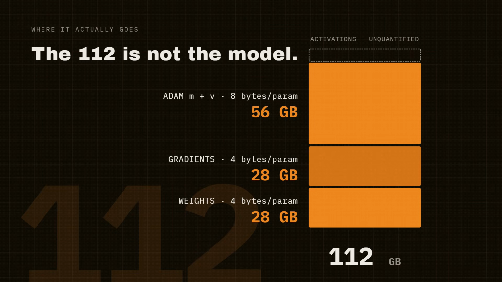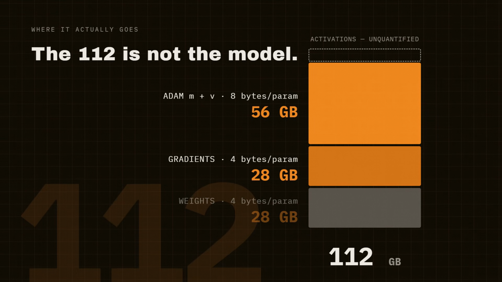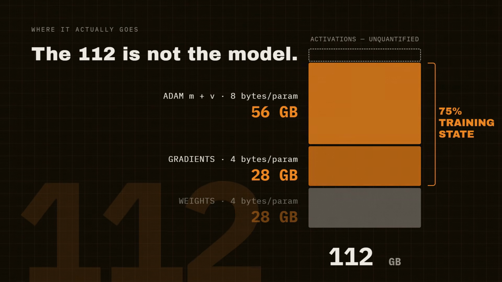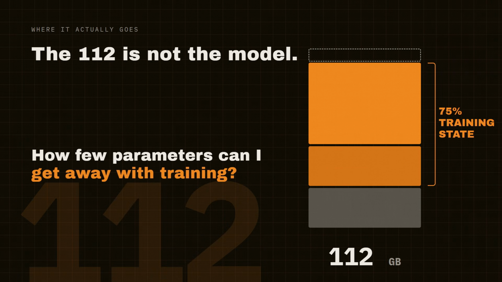And that's before activations. Now look at what dominates. It isn't the model. The weights are a quarter of the bill. 3/4 is gradient and optimizer state. And you only pay that on parameters you're actually training. So the question stops being, how do I compress the model? It becomes, how few parameters can I get away with training? Answer that, and 3/4 of your memory problem is gone.